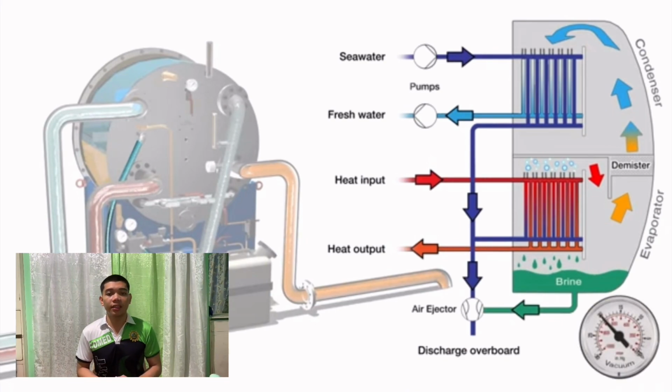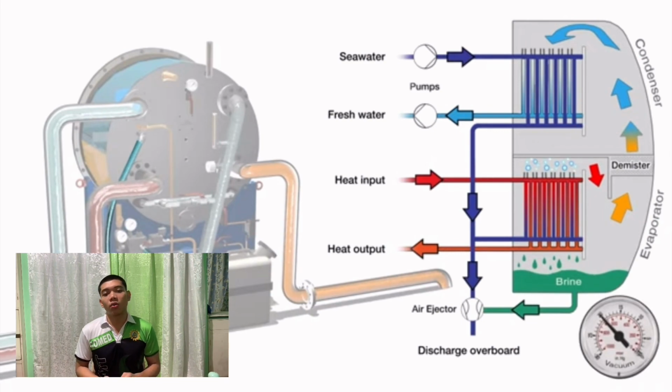Next is demisting or separation. The steam generated during evaporation carries small droplets of seawater with it. The demister or separator removes these entrained droplets, ensuring that the vapor entering the condenser is predominantly pure water vapor. Sixth is condensation. The purified water vapor enters the condenser, where it is cooled by either seawater or air. The cooling causes the vapor to condense back into liquid form, forming fresh water.